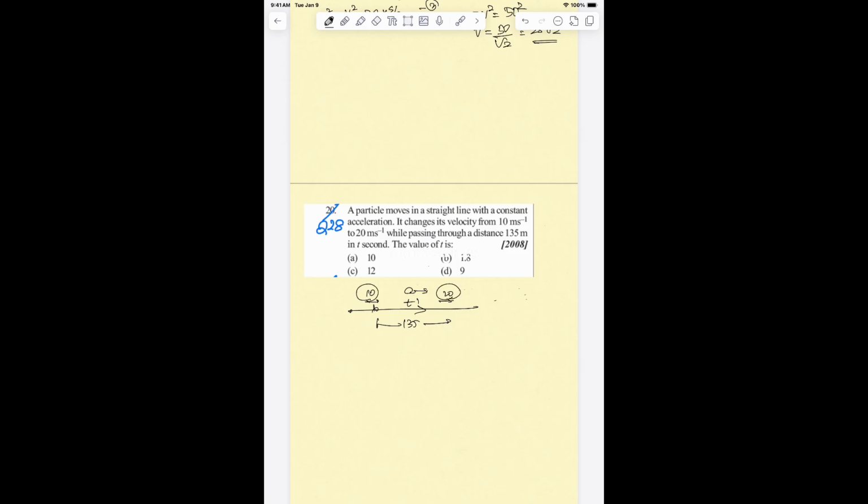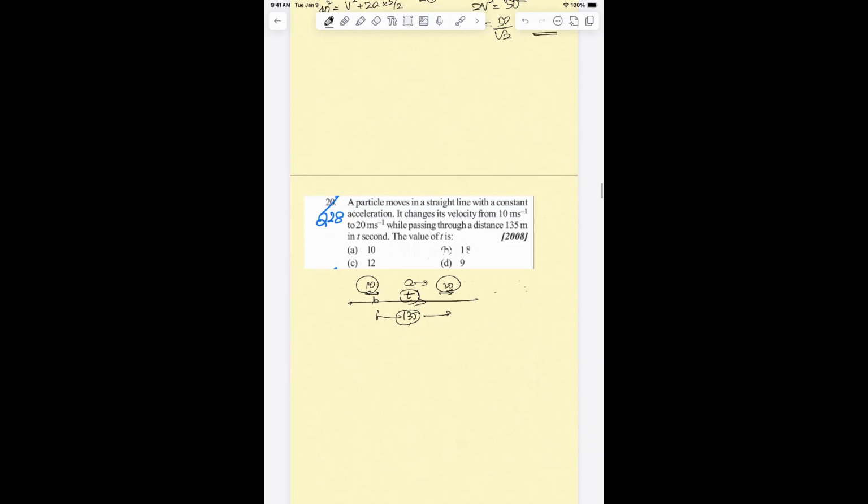Now u is given, v is given, s is given, t is to be found. Now recall which equation combines these four straight away. S equal to (u plus v) by 2 into t. 135 meters is equal to (10 plus 20) by 2 into t. Therefore 15 into t is 135. The answer must be equal to 9 seconds.